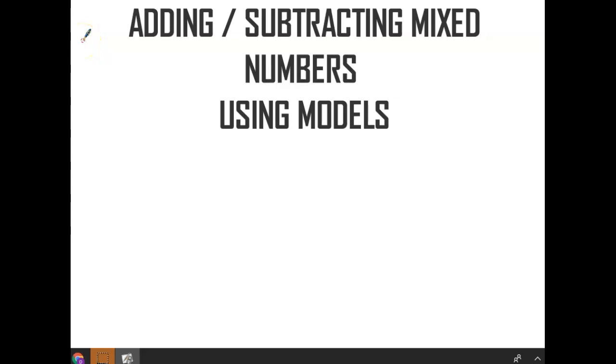All right, you guys. So today we're going to be adding and subtracting mixed numbers using models. So previously we've been adding and subtracting fractions with like denominators, right? And it was just regular fractions. Now we're going to be using mixed numbers. All right, so we're going to get in depth with these fractions.